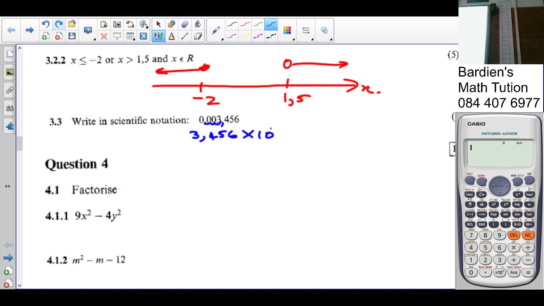And how many units did I move the comma by? 3. So it's going to be minus 3. If you move the comma to your right, it will be negative. You move it to the left, it will be positive. You guys understand?